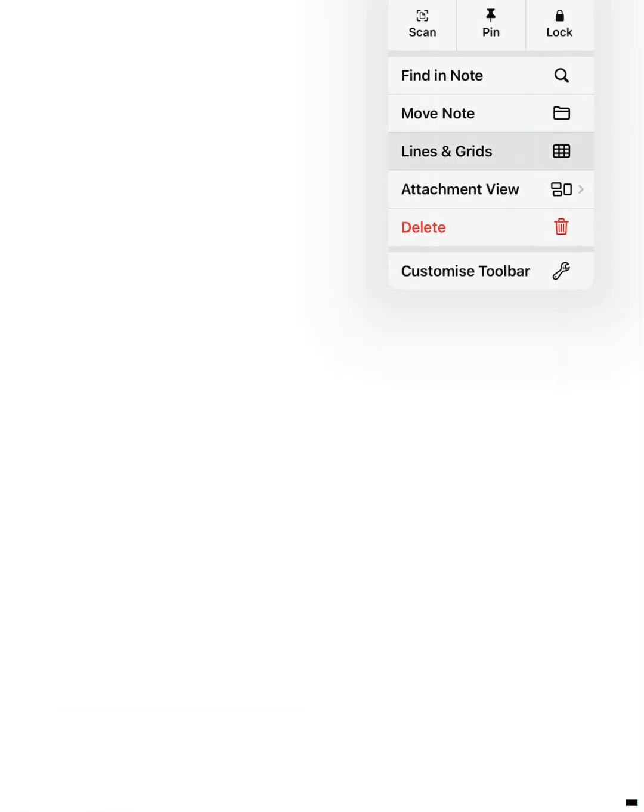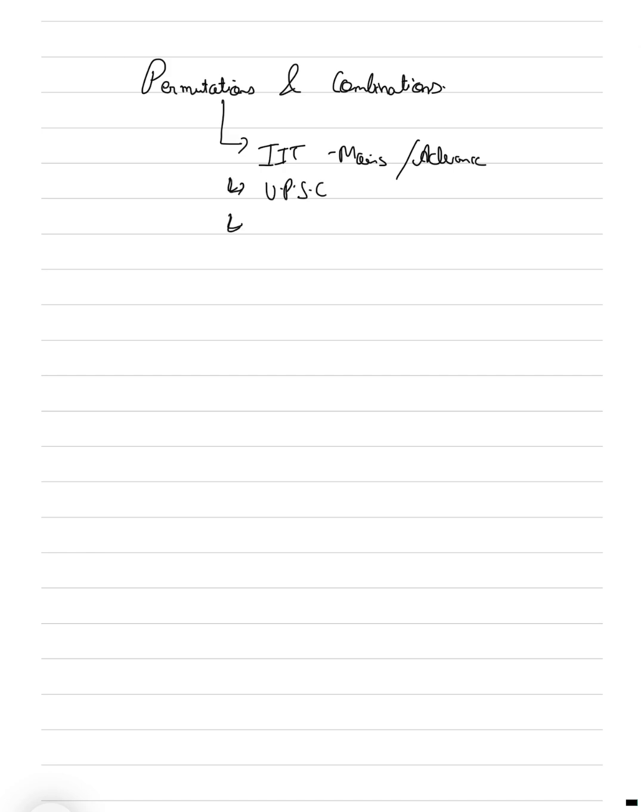Permutations and combination, one of the most important chapters of mathematics in class 11th. Why? Because this chapter has been asked in IIT Mains level, or you can say advanced level papers, and it has also been asked in one of the toughest exams of India, UPSC, the Union Public Service Commission examination, and in many other state examinations.